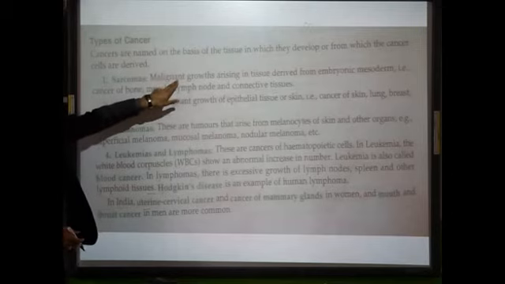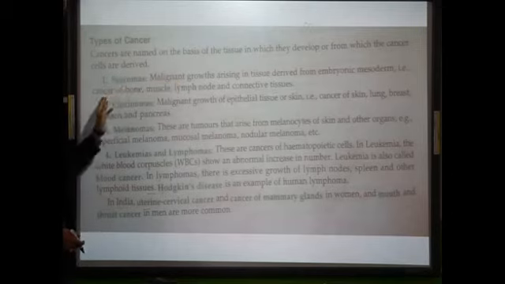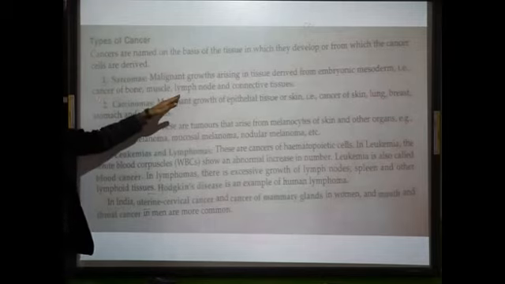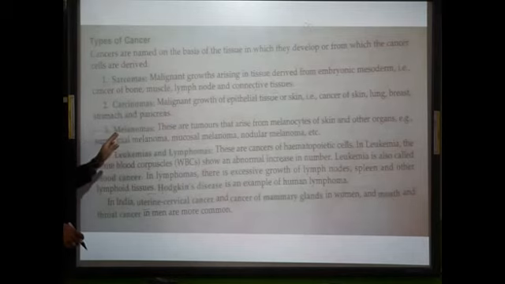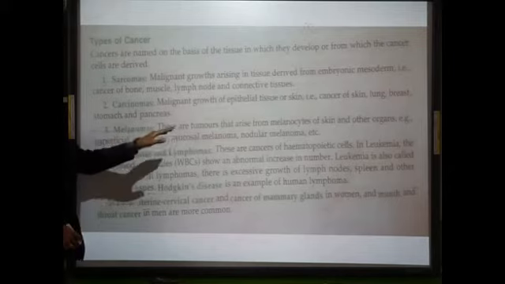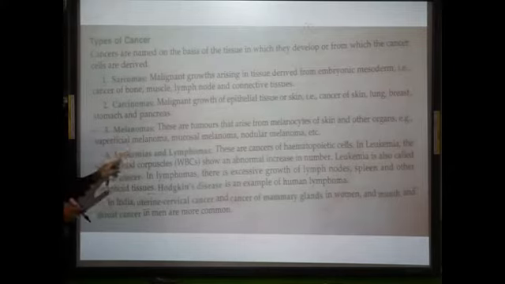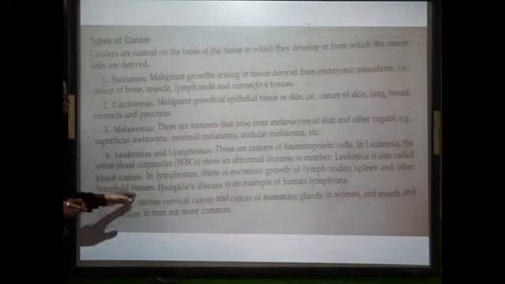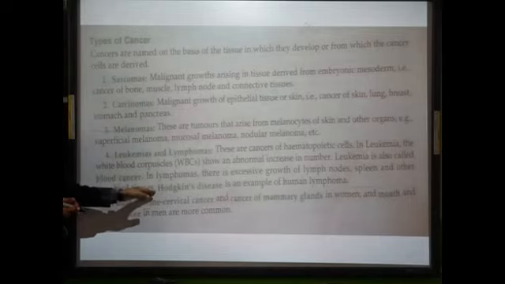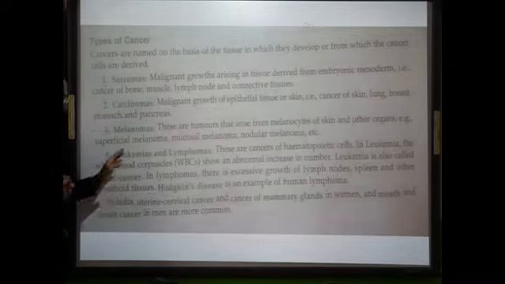When these tissues become infected, they are called sarcomas, which is cancer of bone, muscle, lymph node, and connective tissues. Then carcinomas are malignant growth of the tissue of the skin, lung, breast, stomach, and pancreas. Melanomas are the cancer that arises from the melanocytes of the skin. Leukemia and lymphomas are blood cancers, where there is an abnormal increase in the number of WBC. Hodgkin disease is an example of human lymphoma. Remember, leukemia simply means blood cancer, with an abnormal increase in the number of WBC.